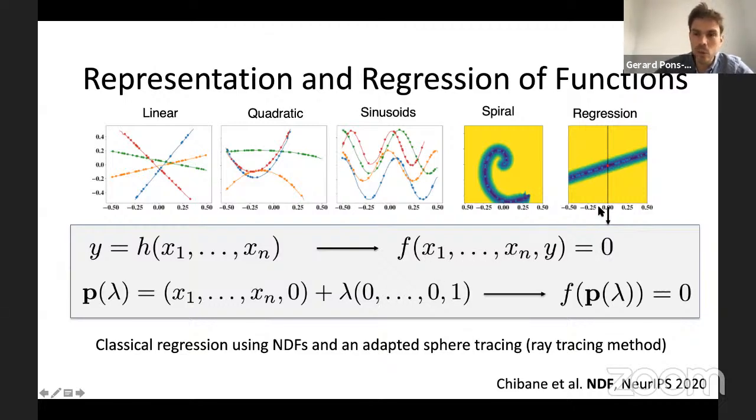And now we're going to use this computer graphics technique, which is sphere marching, on these basically general functions. We're going to move along the ray, like the ray shown here in the rightmost square, until we intersect with the unsigned distance field. And like this, we can obtain regression that works not only for simple functions like linear or quadratic, but also for spirals and more complex manifolds. This is something that we are also interested in continuing to explore, how far we can get with these neural distance fields and what connections there are with energy-based models in machine learning.